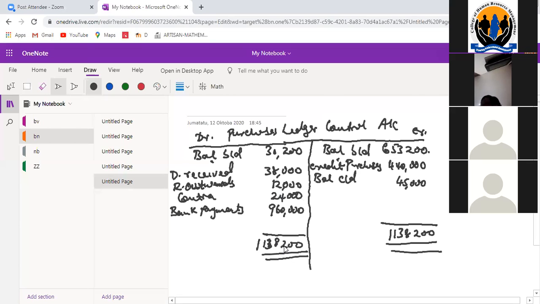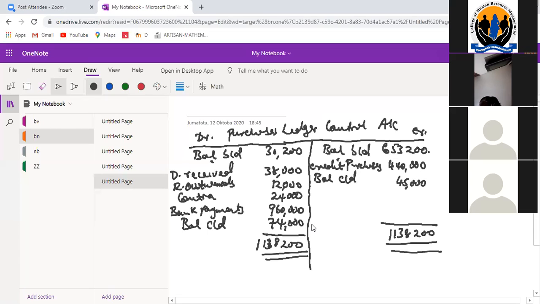1,064,200. Can you minus from this? So 1,138,200 minus your answer, so that now you can get the next balance carried down. 74,000. And that purchases ledger control account is well prepared.